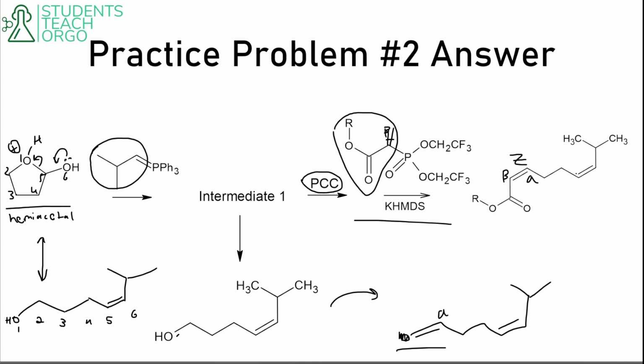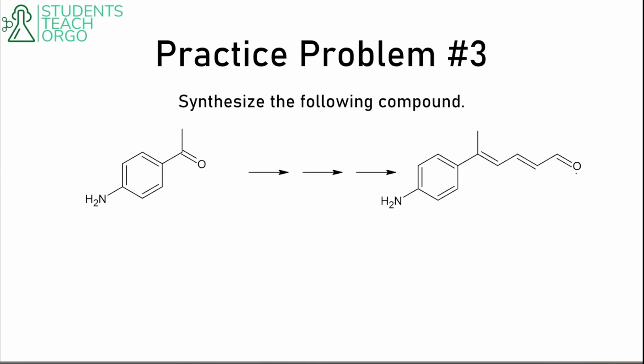Okay, let's do practice problem 3. So think of a way to synthesize the following compound. Where do we start? We're given where we start, and we're given where we end, but think about what steps I have to take in between. Hint, it's going to involve Wittig.